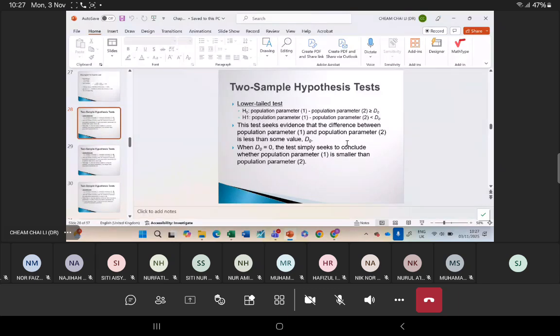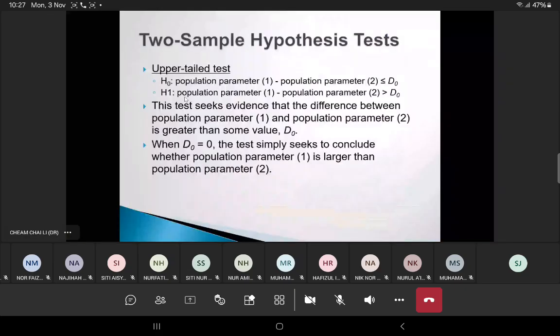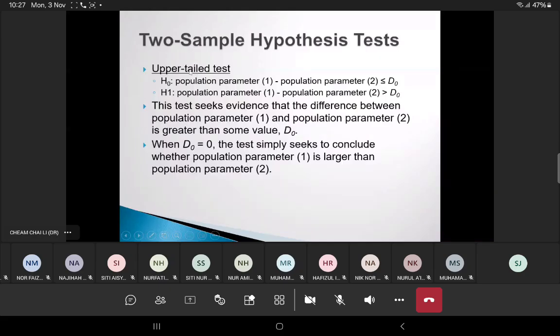Back to this slide. So we have these two-sample hypotheses. If you have one tail to the right, that means it is also called the upper tail. So your alternative hypothesis is mu1 minus mu2 greater than the hypothesized value here, which is equal to 0. Okay, and then you check your step 2, step 3, and step 4.